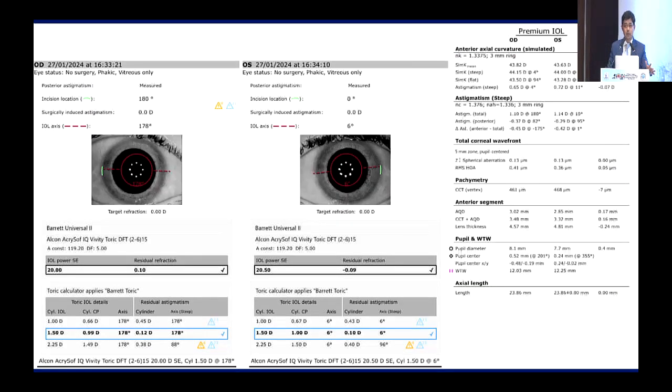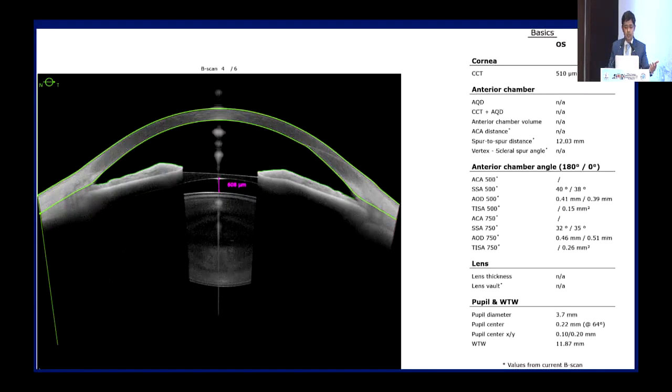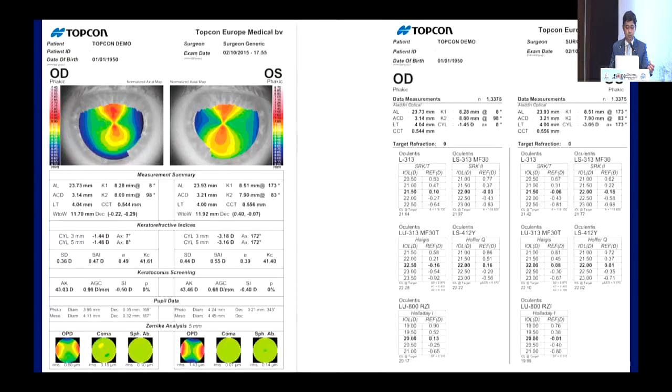You have the toric IOL power calculations, which is already built in, which has the Barrett toric calculator and the Barrett Universal 2. It also gives us an excellent anterior segment OCT. So it really has become a one-stop solution for topography, biometry, ASOCT, in all ways where you would have to use 3 separate devices all rolled into one, and also helps us in other measurements like the phakic IOL, the white to white, and even imaging the exact angle measurements, the scleral spur. All of these have become extremely useful.